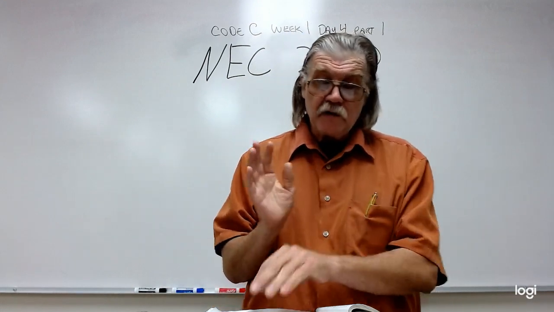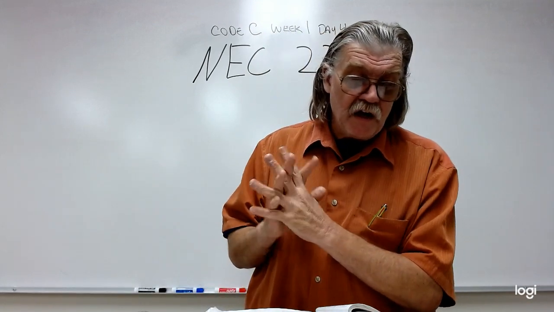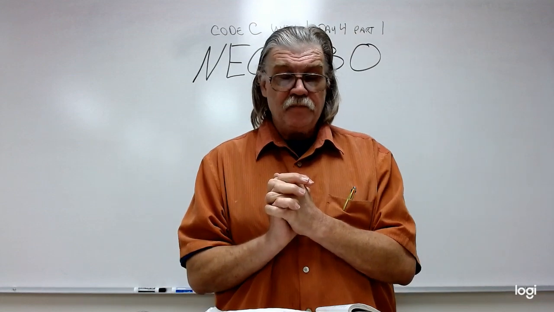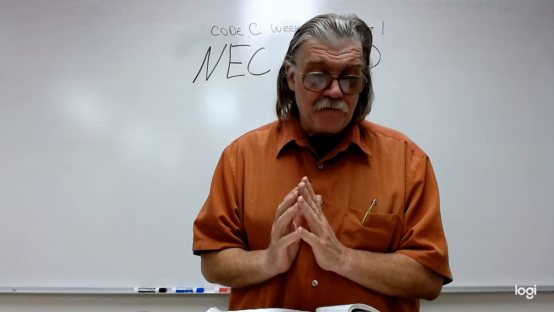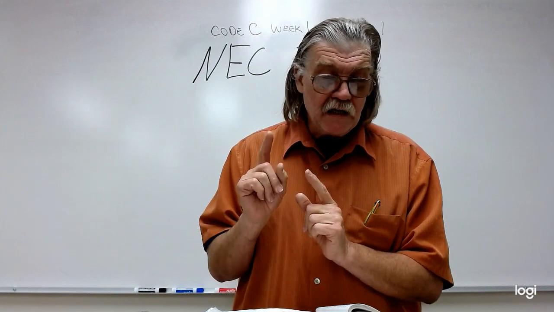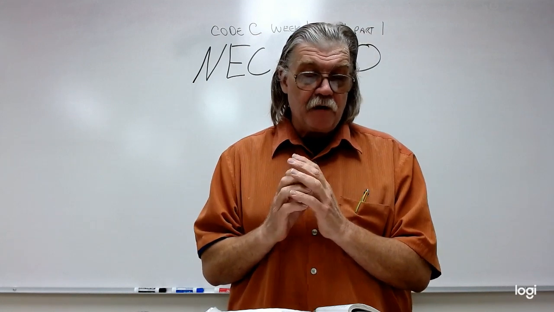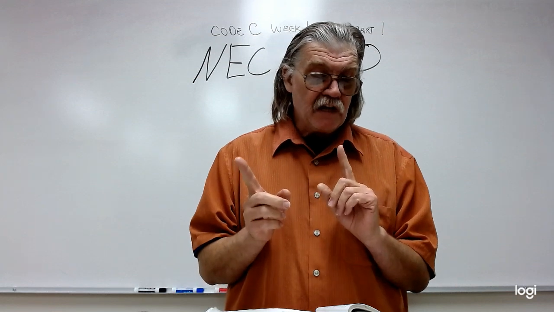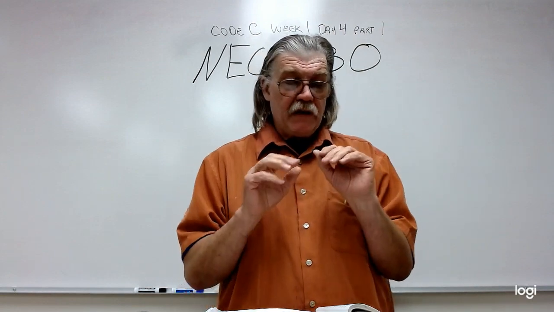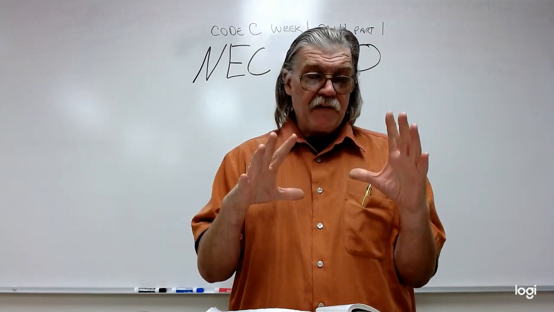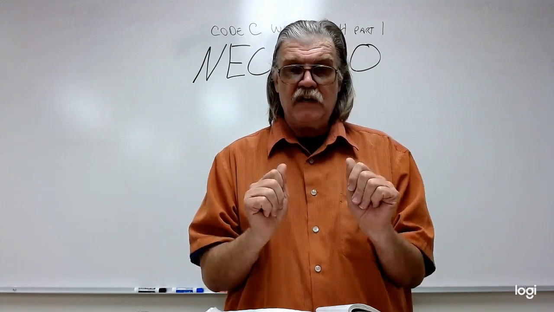The last thing I think we're going to finish up with, yes, this will be the very last thing, is 230.95, ground fault protection of equipment. Okay, ground fault protection of equipment. It says ground fault protection of equipment shall be provided for solidly grounded Y electric services more than 150 volts to ground but not exceeding 1,000 volts phase to phase for each service disconnect rated 1,000 amps or more. Now, I'm not going to get into a whole lot about that, but the part I really want to emphasize is this is ground fault protection of equipment.